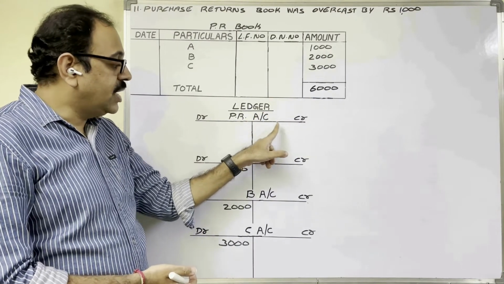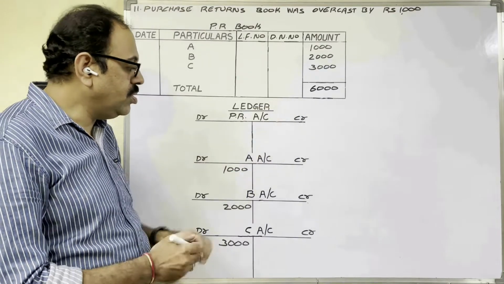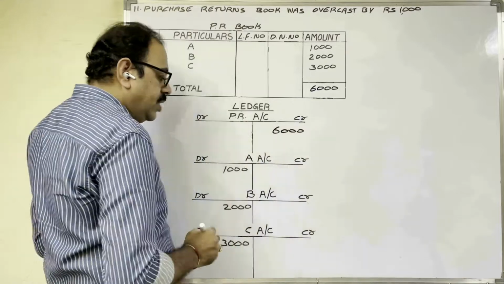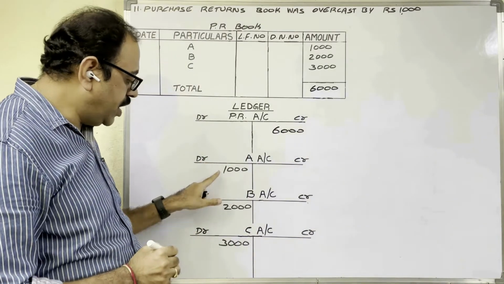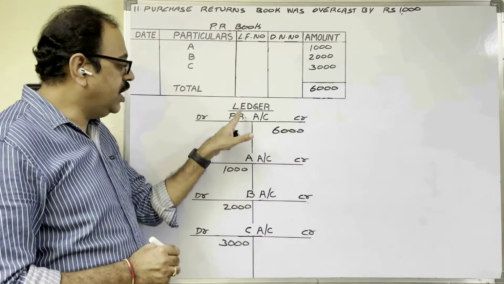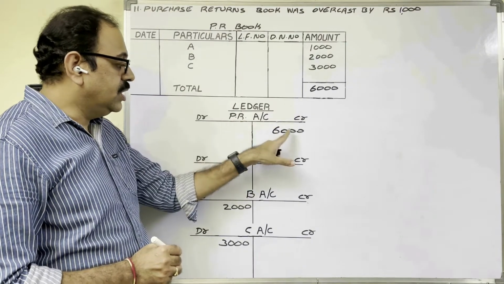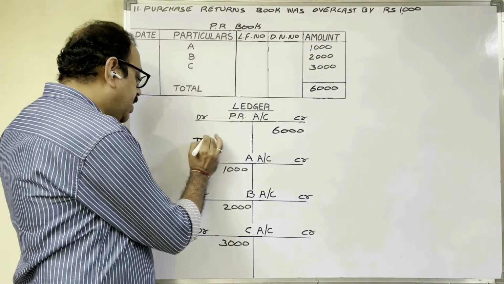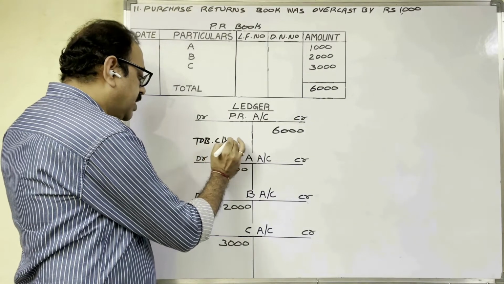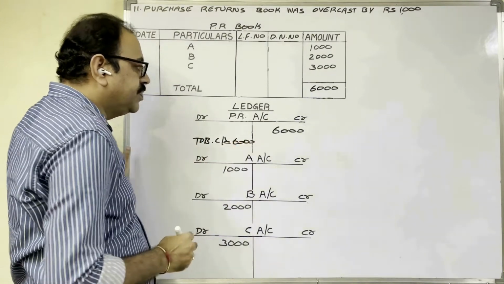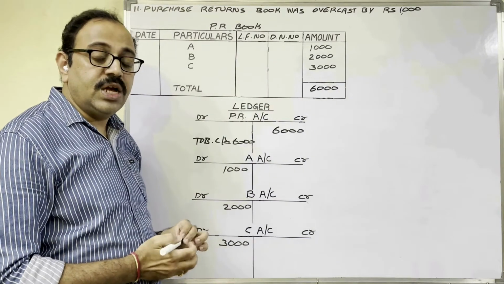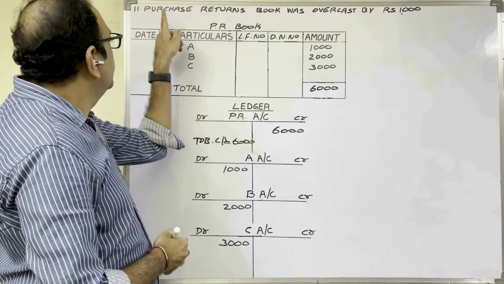By sundries as per purchase returns book, amount is 6,000 rupees. In suppliers accounts, on debit side we should post. In purchase returns account, credit side total is more. Therefore, balance carried down comes on debit side 6,000. Correct recording, correct posting. Now observe what is the mistake.